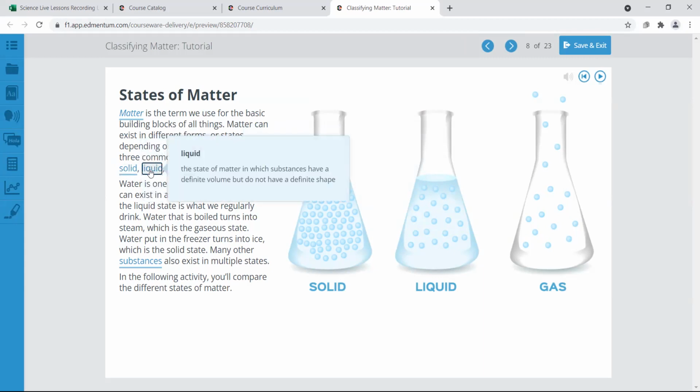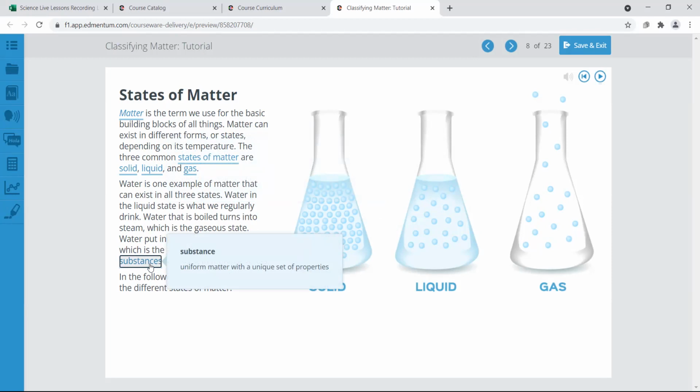Liquid is next. Again, I use water. As you can see in the beaker, it's the state of matter in which substances have a definite volume, but they do not have a definite shape. So the liquid basically takes the shape of the container it's in, because it doesn't have a definite shape on its own. And gas is the state of matter in which the substance does not have a definite shape or volume. It is all over the place. Same thing, it's just the water vapor, it's going everywhere. So kind of like the air, you can't see it or feel it, it's just all around you.